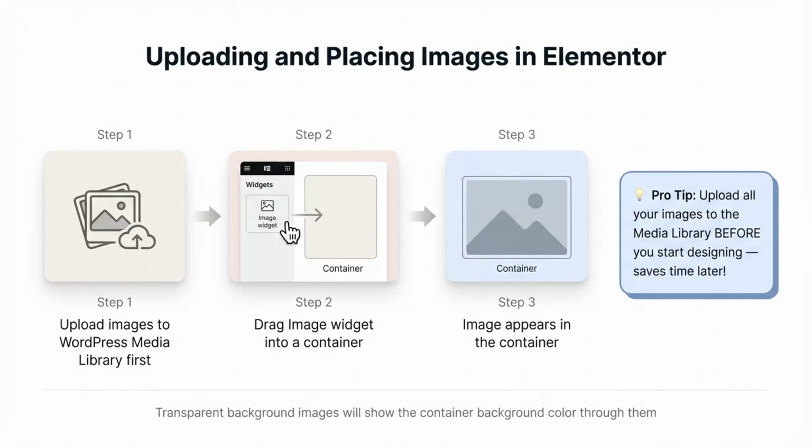When adding images to your page, the workflow is first upload your image to the WordPress media library, then place the image widget in your container and select the image from the library. A practical tip: upload all your project images to the media library before you even start designing. This way, you're not interrupted mid-design to find and upload files. Also note that if your image has a transparent background, the container's background color will show through.